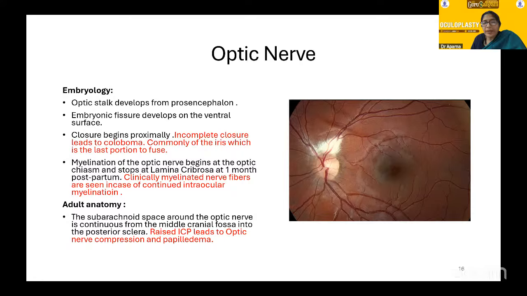In adults, the subarachnoid space around the optic nerve is continuous with the middle cranial fossa into the posterior sclera. So raised ICP leads to optic nerve compression and papilledema. That is why fundus examination is so important in cases of sixth nerve palsies and other non-localizing signs of raised ICP.